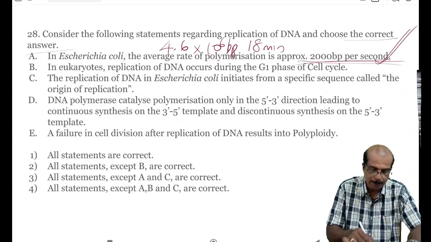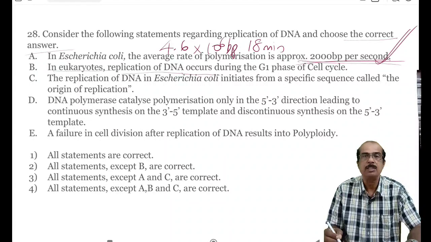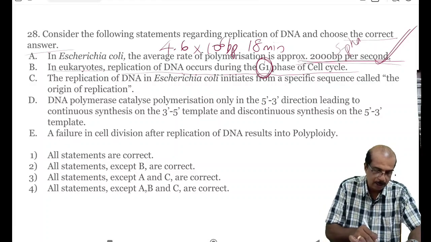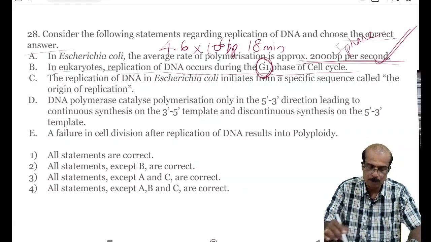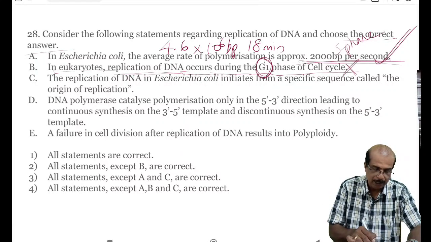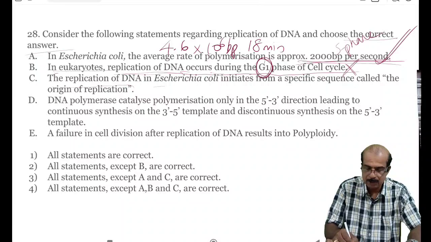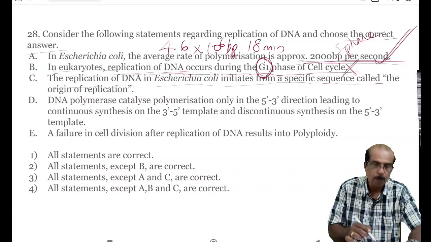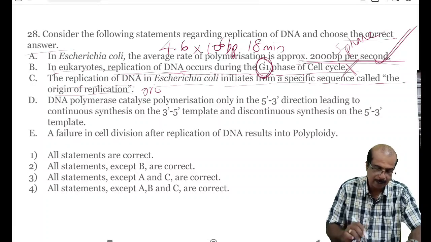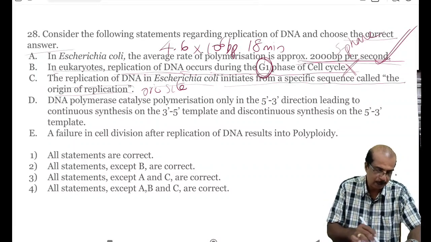In eukaryotes, replication of DNA occurs during G1 phase of the cell cycle. It is a wrong statement. Not in G1 phase, it is in S phase or synthetic phase. In eukaryotes, replication of DNA occurs during the synthetic phase of the cell cycle. The replication of DNA in Escherichia coli initiates from a specific sequence called the origin of replication or ORI site. The statement is a correct one.